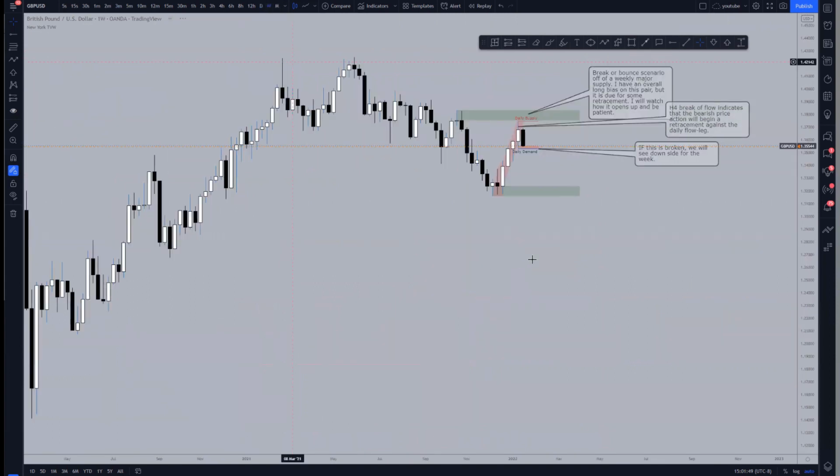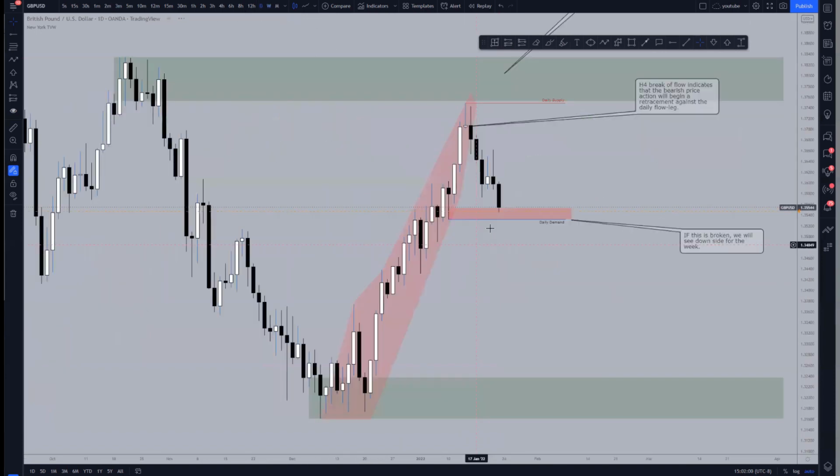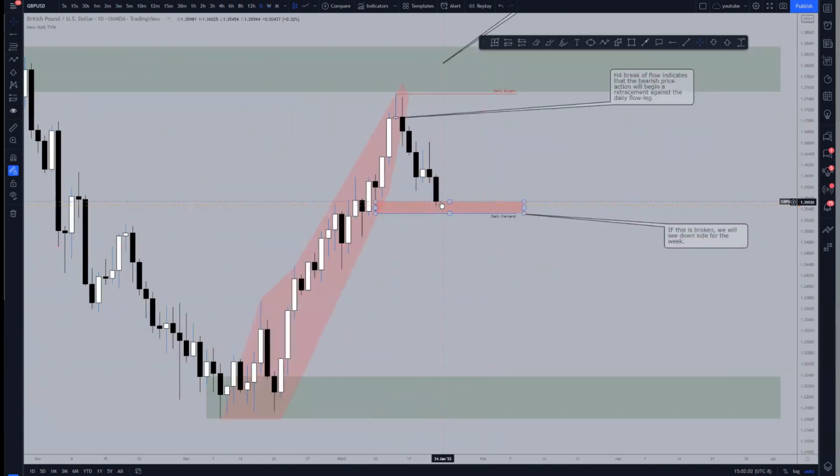If we go all the way back up to the weekly chart, we can see this is a very strong weekly flow to the downside. Price has just wicked right below this weekly supply level. And now we're seeing a bit of a turnaround. This daily demand to me is very, very interesting. I want to watch this as well.